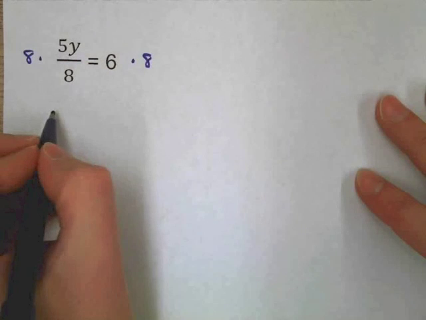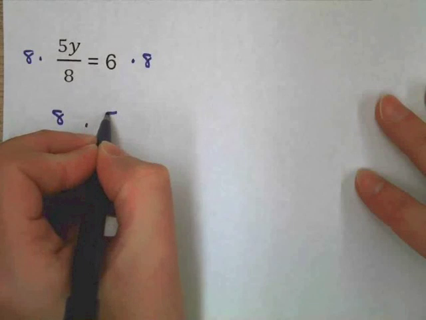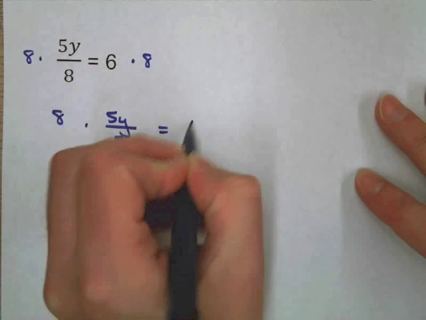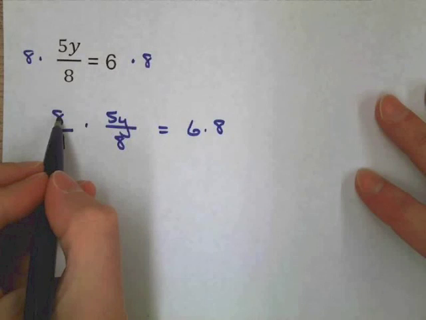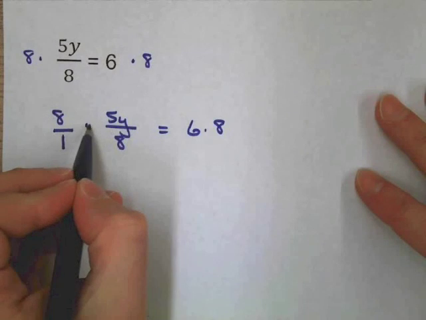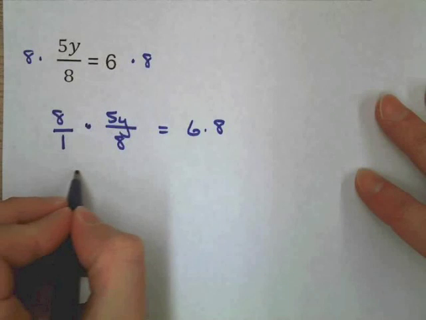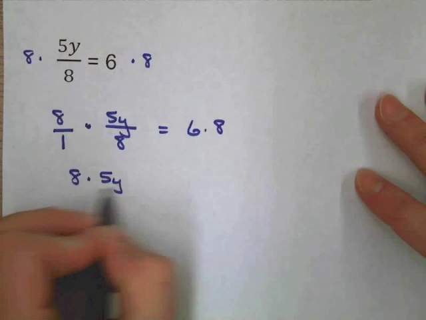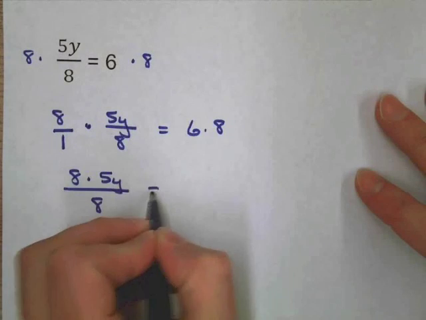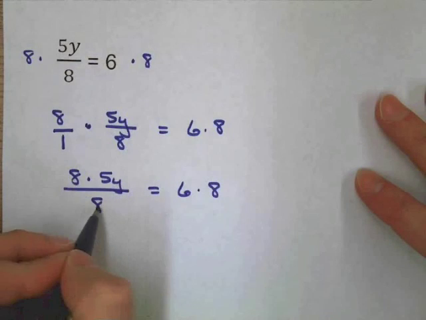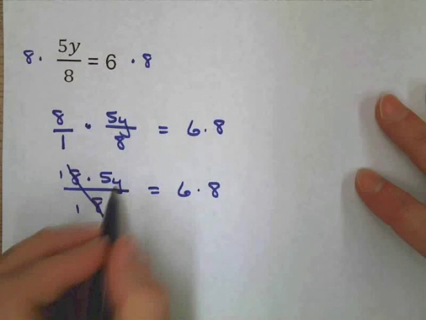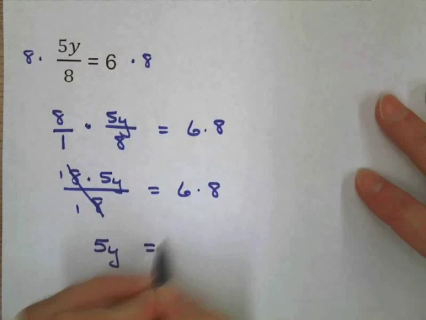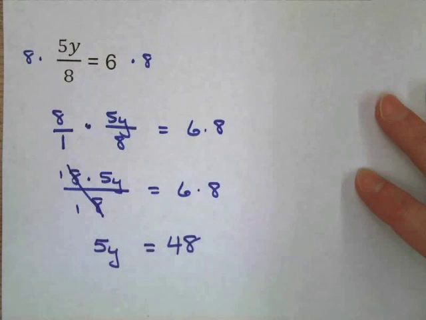So if I have this 8 times 5y divided by 8, I'm going to think of this 8 as 8 over 1. So 8 over 1 times 5y divided by 8 is 8 times 5y divided by 8 equaling 6 times 8. Well, 8 over 8, I can think of that as 1. And 1 times 5y is just going to be 5y. And 6 times 8 is 48. So I end up with 5y equaling 48.